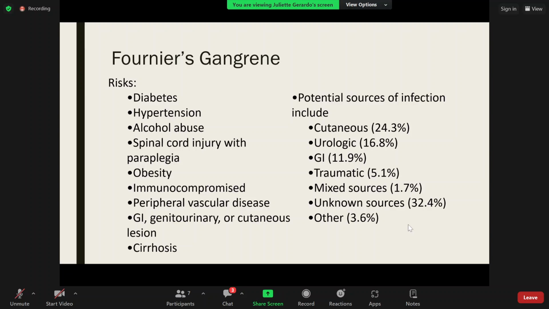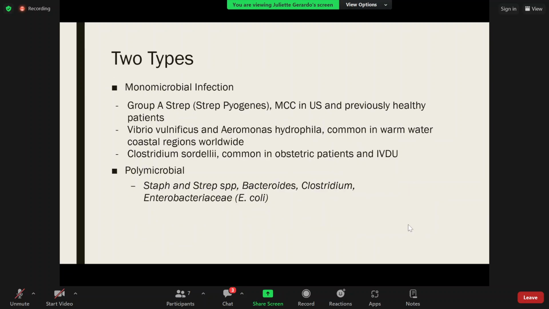Okay, so two types. We'll go through these pretty quickly because I know we're almost done with time here. So two types of necrotizing fasciitis, or three, depending on which literature you look at. There's one that is monomicrobial, meaning it's group A strep, or due to Vibrio if your patient's been in fresh water or salt water recently, or Clostridium is common in obstetric patients. So patients who've recently delivered or have increased pressure down in the GU region.